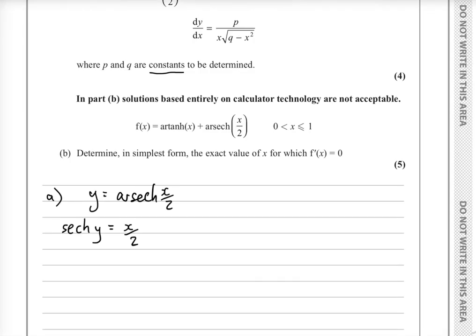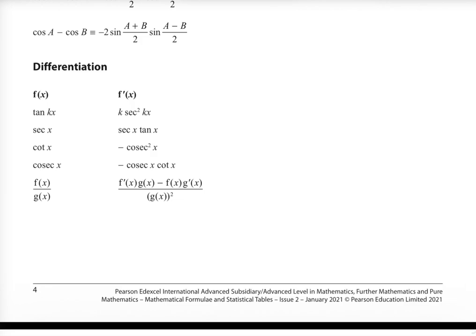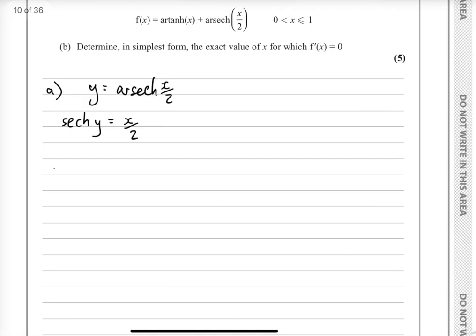And going over to the formula booklet, here, if you remember my little trick, you can add in h to each of these, and these are true for the hyperbolics, but the only thing you've got to remember is that you include a negative on this one. So the differential of sech is negative sech tanh. So here we get negative sech y tanh y times dy by dx, because we're differentiating with respect to x, and on this side just 1 over 2.